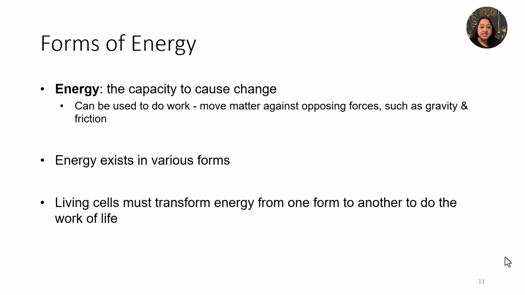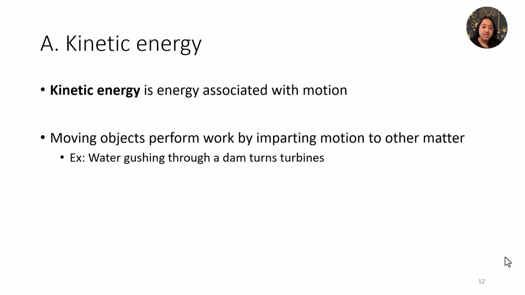And energy exists in various forms. So we're going to talk about some of the different ones here. Living cells must transform energy from one form to another to be able to do the work of life. So what are the different forms of energy? The first is kinetic energy. Kinetic energy is energy associated with motion. So if things are moving, they have kinetic energy. Moving objects perform work by imparting motion to other matter.